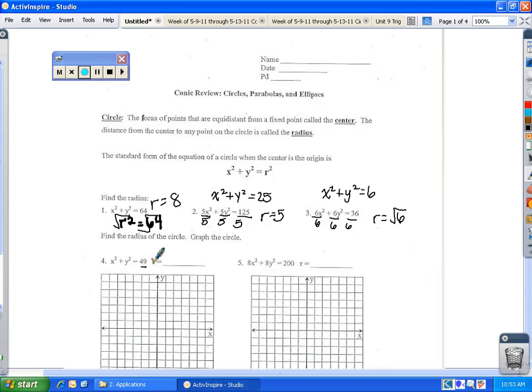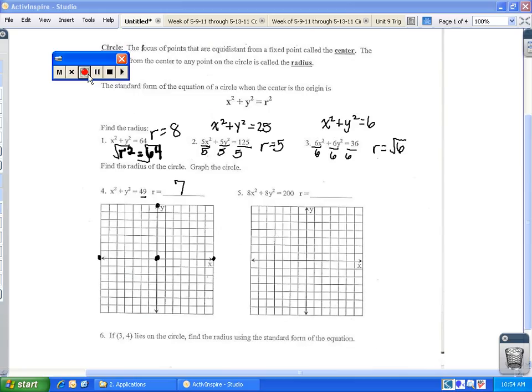Alright, for the graphing problems, you first want to find the radius, which is basically what we just talked about, the square root of 49. So your radius is equal to 7. Therefore, you know your center is at 0, and you count 7 to the right, left, top, and bottom. Alright, and then 7 down.